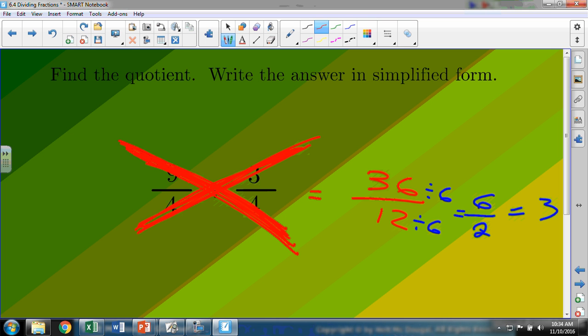And Jacob, you are absolutely correct. If you recognized it right away at the beginning, if you recognized immediately 36 over 12, 36 divided by 12 equals 3. If you recognize it immediately, you can go directly to the answer and not have to worry about simplifying. If you don't recognize it though, you can still simplify. There's no problem with that.